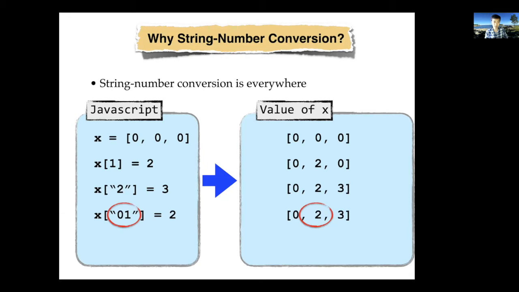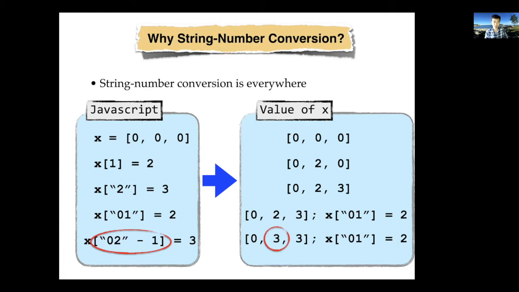Now I will do something a little bit more complicated: x[string 01] equal to 2. You might think we will have the value of x at 1 equal to 2, right? But it's not true. We're still going to have x be 0, 2, 3, and we're going to have x at string 01 equal to 2. So here we actually do not replace 01 with 1.